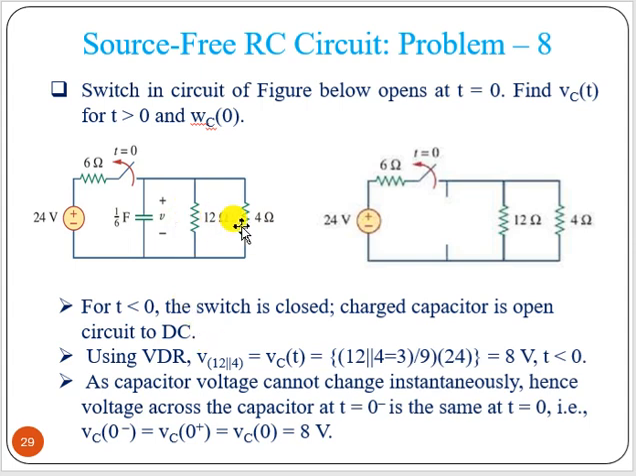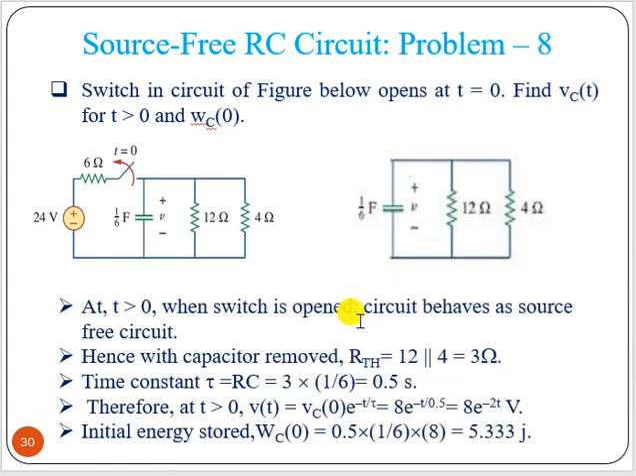So 12 and 4 in parallel equals what? 3. So that is 3 divided by 6 plus 3, which is 9, into the voltage source. That is 8 volt. So at t less than 0, the capacitor voltage is 8 volt. So Vc(0-) equals Vc(0+) equals Vc(0), that is 8 volt. Now when the switch is open, we have this circuit. So 8 volt dissipates through this circuit.